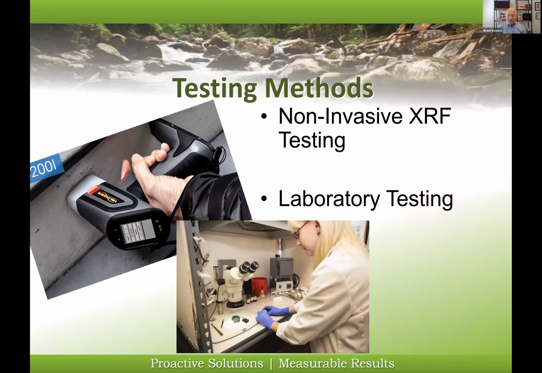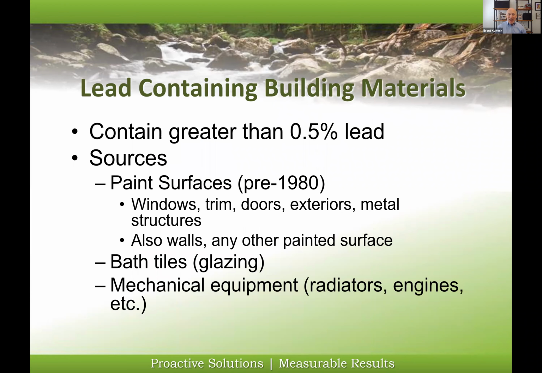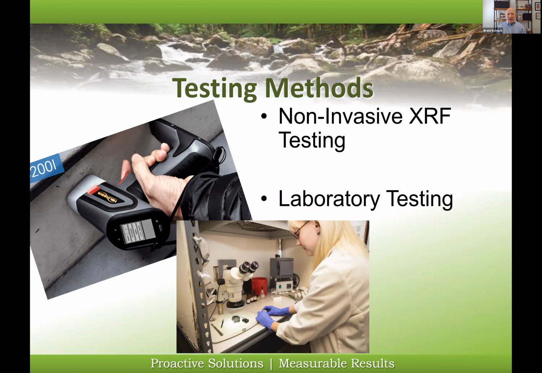The way we test for lead to determine if we've got that 0.5% of lead is we use an XRF device. That's the picture on your left. It's a non-invasive device that has a small radioactive isotope as part of the device. And it literally takes an X-ray, if you will, of the material being tested and can tell us whether there's lead in the material, and will tell us the percentage of lead as well. So we set the device up to read for a 0.5% or greater as well.